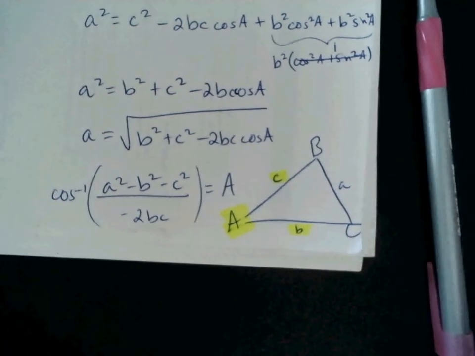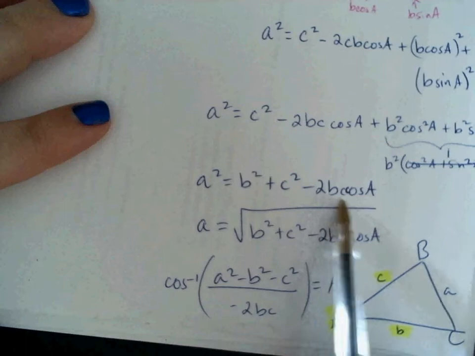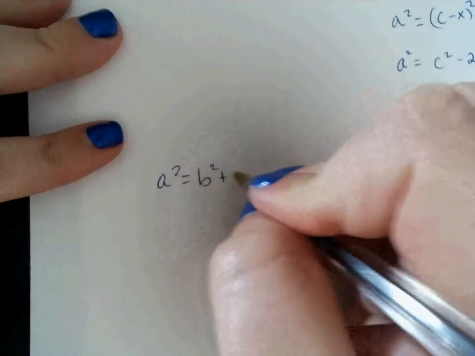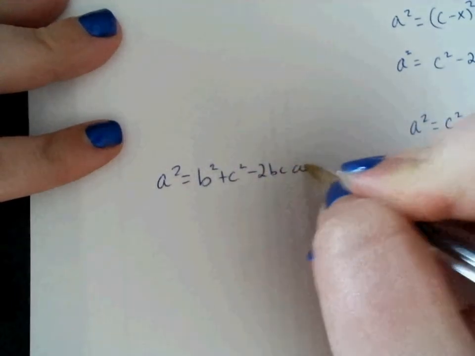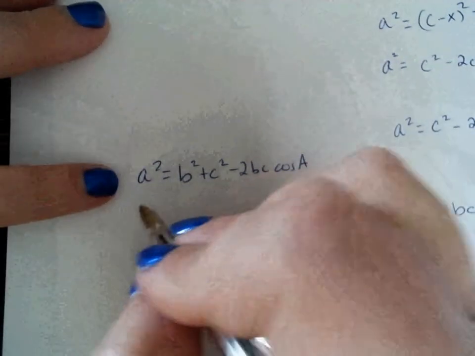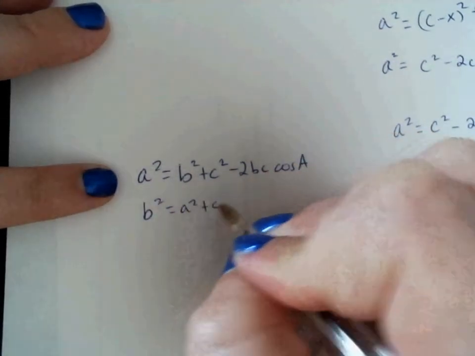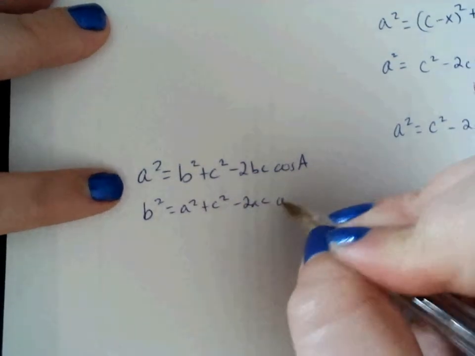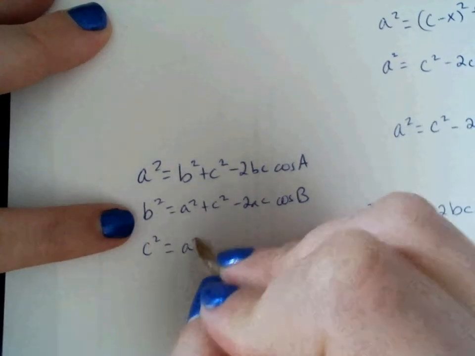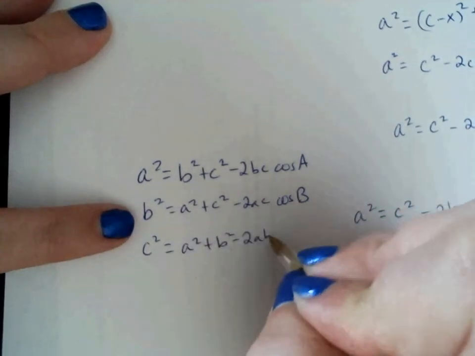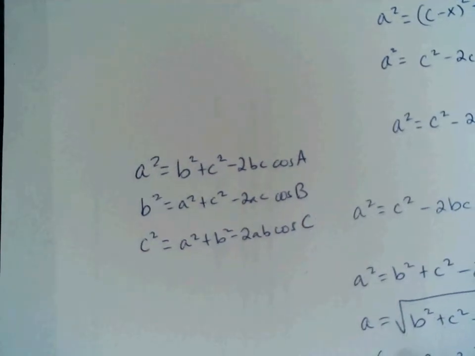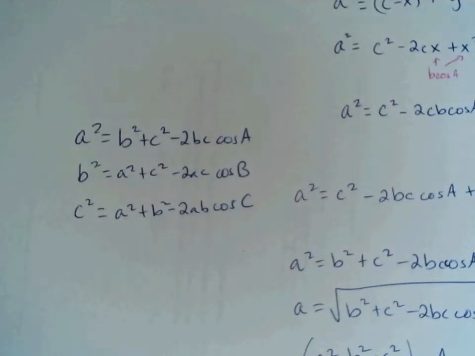Okay. So that's the formula, law of cosines. A squared equals B squared plus C squared minus 2BC cosine of angle A, or you could say A equals the square root of that, right? But that means it's also true that B squared equals A squared plus C squared minus 2AC times the cosine of angle B. And that means that C squared equals A squared plus B squared minus 2AB cosine of angle C. And so we can use any of those, depending on what we want to find out.